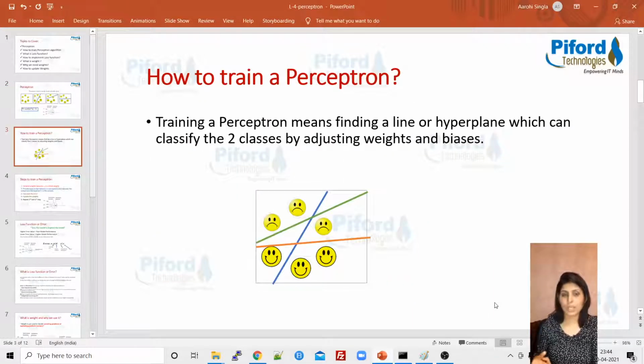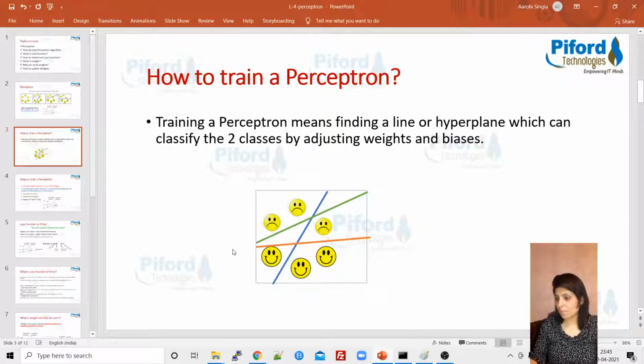Okay, let's see further. Now, the question is how to train a perceptron. In machine learning, whenever you want to use any algorithm, we first of all train our algorithm. In the same way, if we want to perform two-class classification with a perceptron, then we have to train our algorithm on that as well. So, how to train a perceptron? Training a perceptron simply means finding a line or a hyperplane which correctly classifies the two classes.